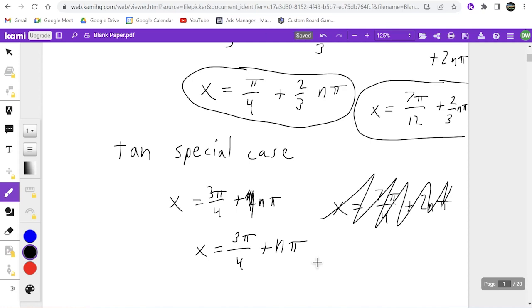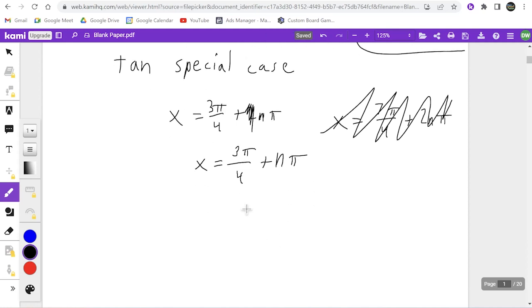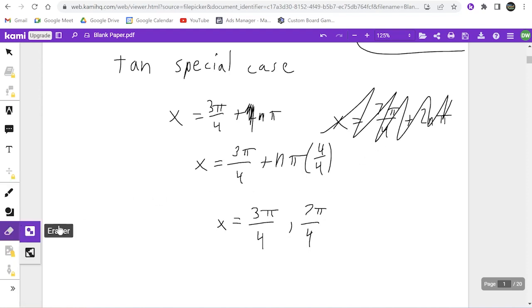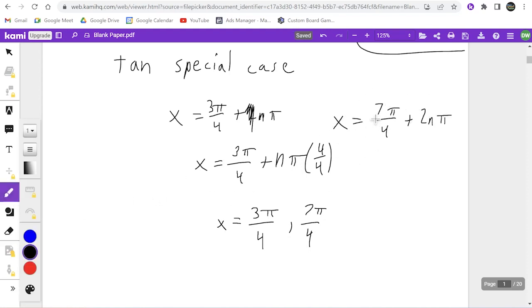If you're curious as to why that works, it's because it's perfectly symmetrical. In other words, if I write out the first few values for n, like for instance, here's when n equals 0. And then when I add 1 pi, I'm technically adding 4 pi over 4 to get the common denominator. I get 7 pi over 4, which was the same one I crossed out a minute ago. See how that's 7 pi over 4 right there? So that's only going to happen for tangent, at least consistently.